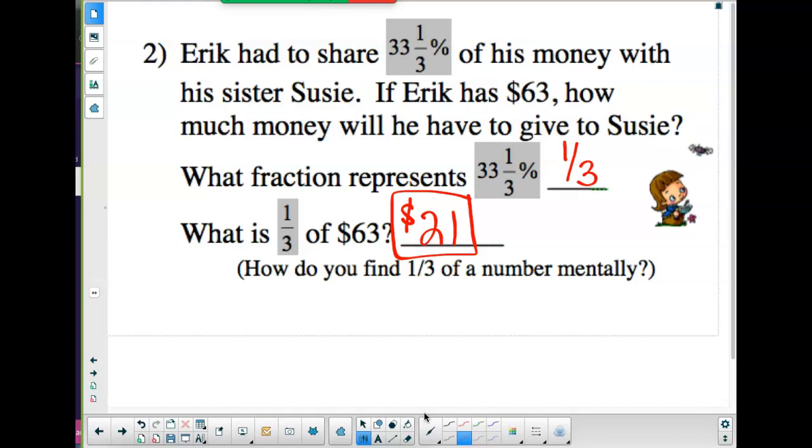Would you give your sister $21? No. You would probably tell her, no, I didn't have $60. I only had 10. Here's your third. You get like $3. Right? And keep the rest for yourself?